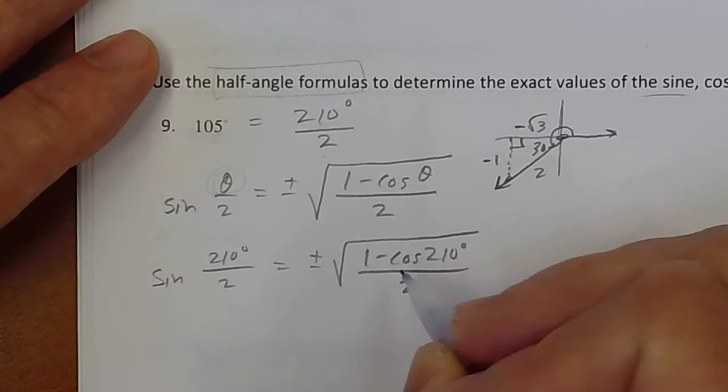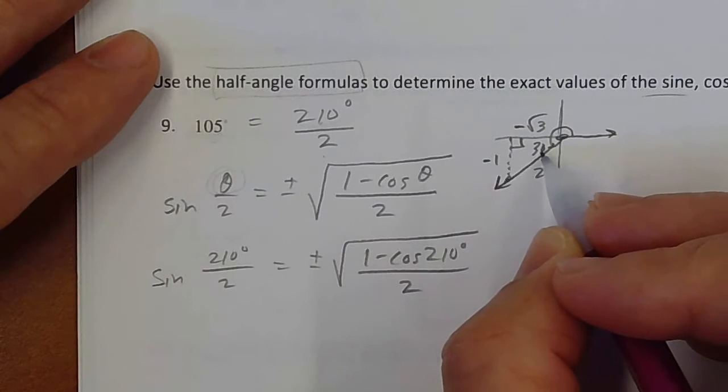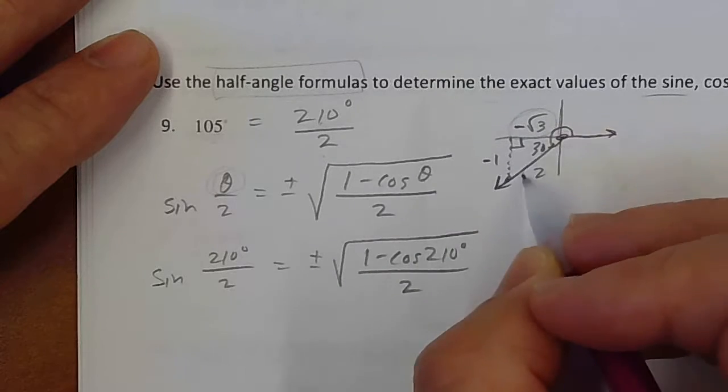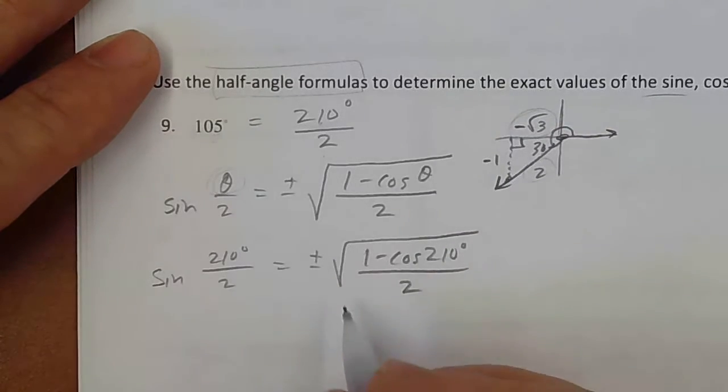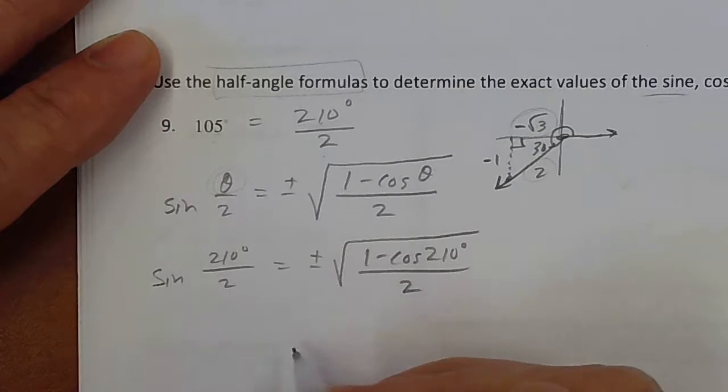All right, so cosine of 210 looks like that's supposed to be negative square root of 3 over 2, adjacent over hypotenuse. So I'm going to put that in there, and we're going to simplify it.